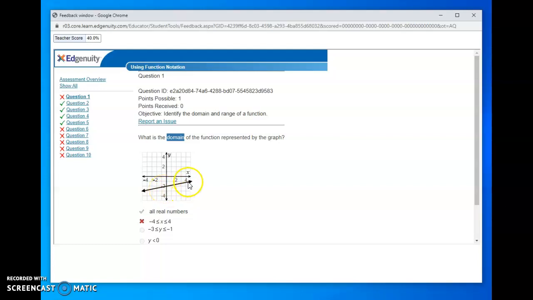And then another important thing here is these arrows. Arrows means the graph goes on forever. If it's a dot, that means the graph stops. But since there's arrows, that means it goes on forever. So even though the biggest number we see on this graph is 4, the graph is still going to go on to 5 and 6 and 7 and 8 and 9.